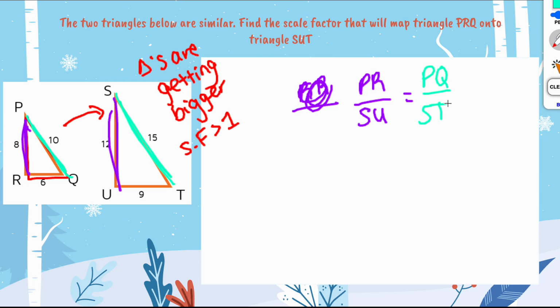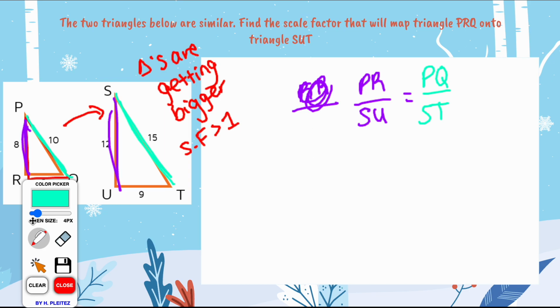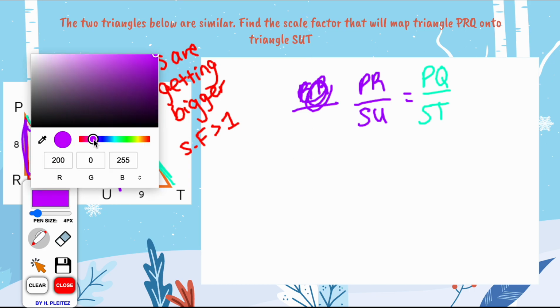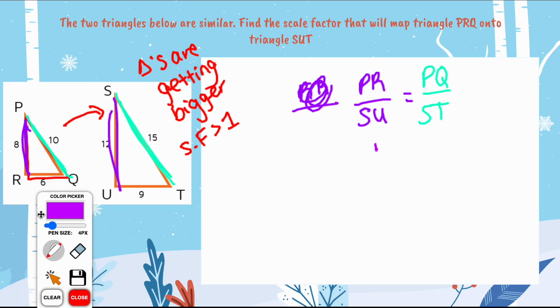Now notice I'm not using the third pair. You don't need to, you can, and that would just be another way to check, right, that your work is correct, but you don't need to use the third side. So let's fill in our numbers. We have that PR is 8 over SU, which is 12, and then we have equals PQ, which is 10 over 15. Now if we simplify both of these, we're going to get 2/3.